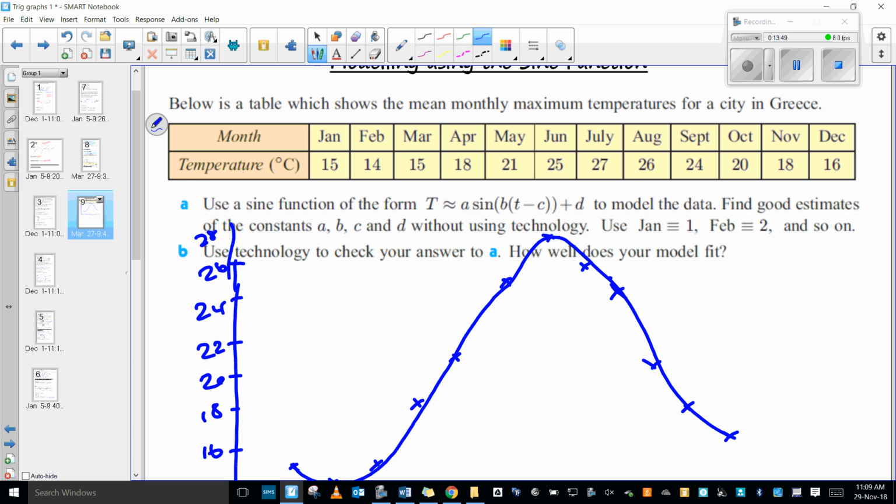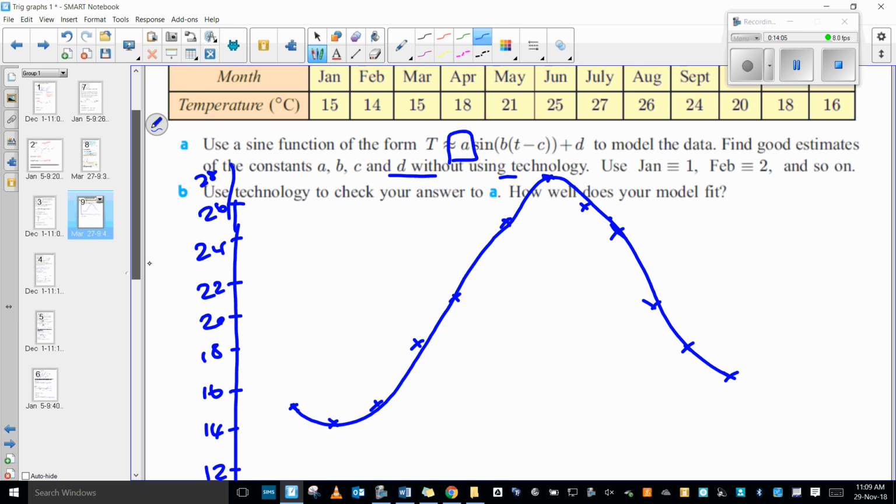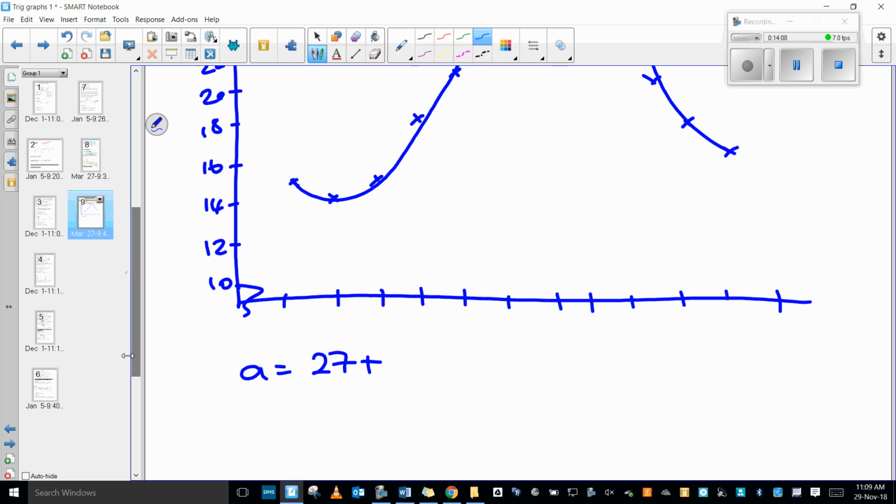Now we know that this number here tells us about the amplitude. So you would find your maximum point. Our maximum point was at 27. So we would find A by doing 27 plus our minimum point, which was at 14, and we would divide that by 2. So 27 plus 14 is 41. Over 2 gives us 20.5. So we found the value of A to be 20.5.